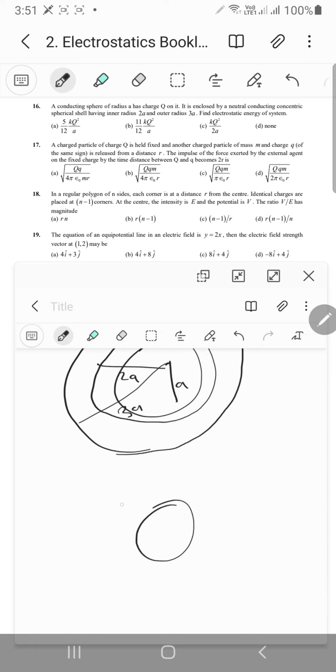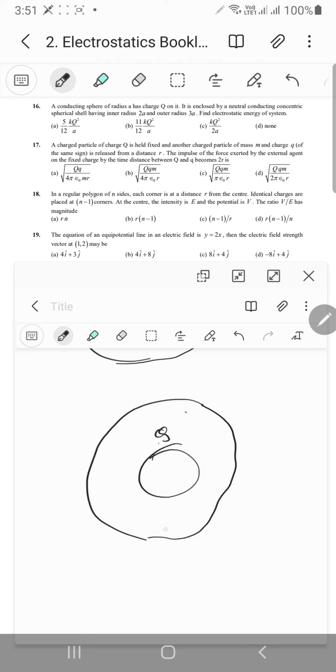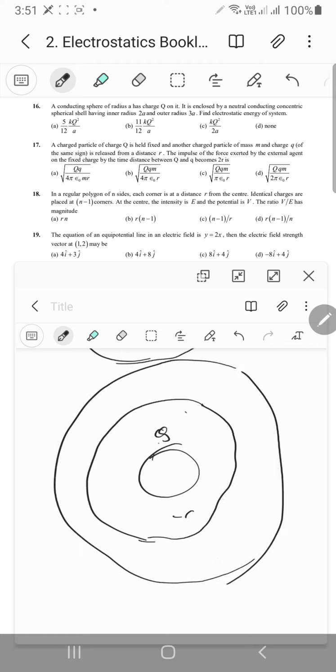So this guy has charge capital Q on it. On the outside, well, it's not doing anything. The outer one also cannot affect this guy, but this guy can affect that guy. So this is something like this, right? This has minus q by 2 and positive q by 2.